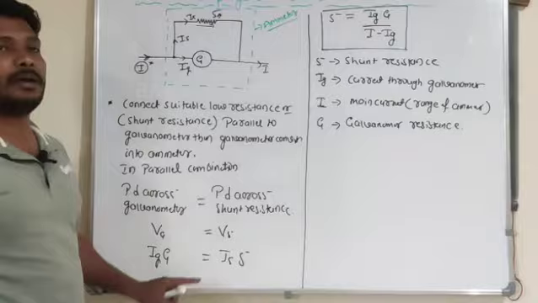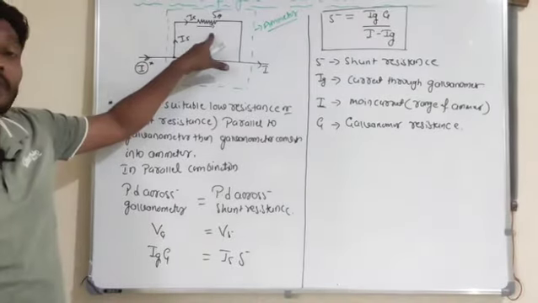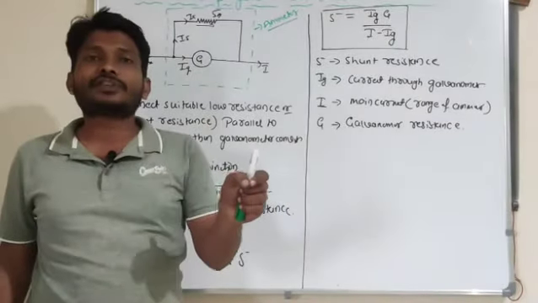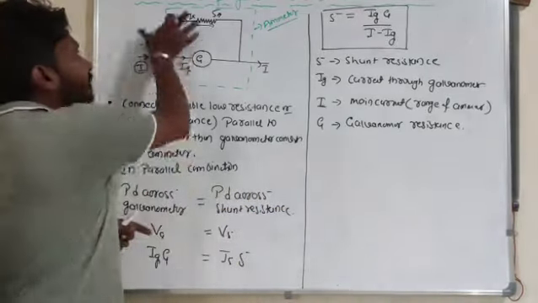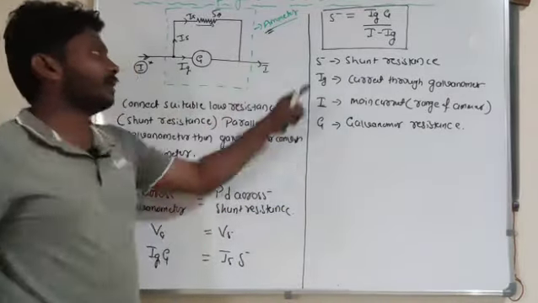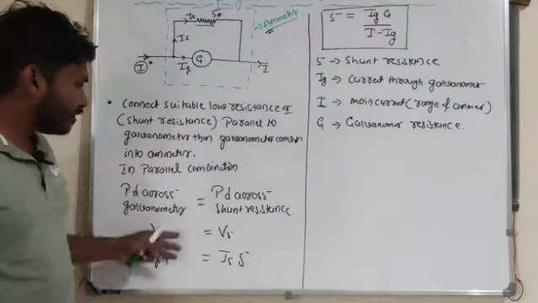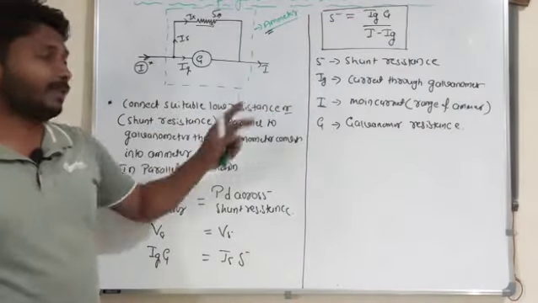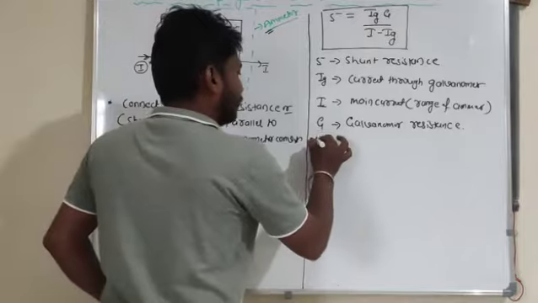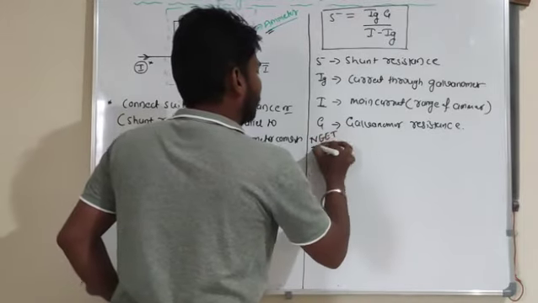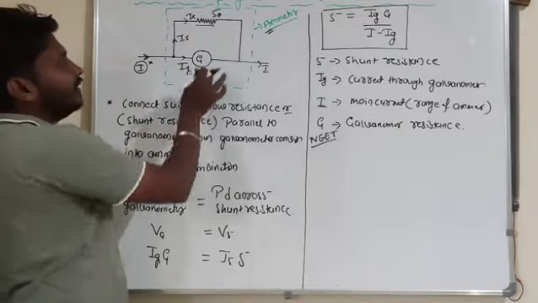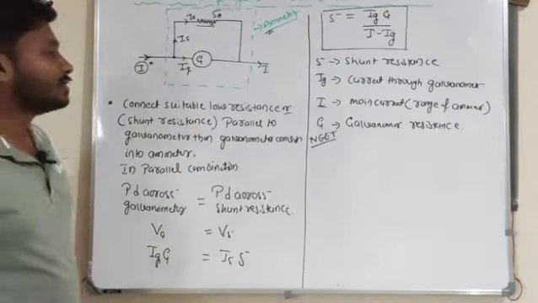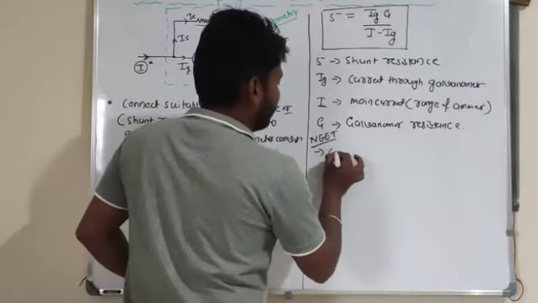From this formula we can find the value of low resistance, how much low resistance I need to connect in parallel to the galvanometer in order to convert the entire galvanometer into an ammeter. This is the formula. This question they may ask for 3 marks. For example, now I want to find the current through the galvanometer as well as the current through the shunt resistance wire.